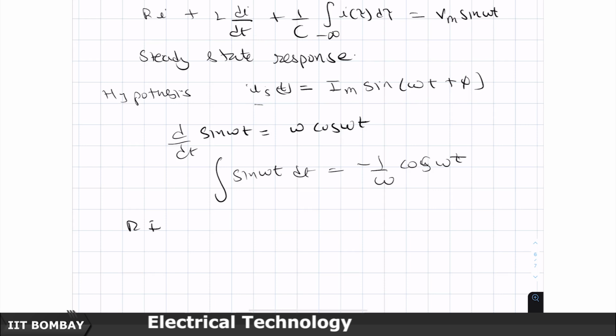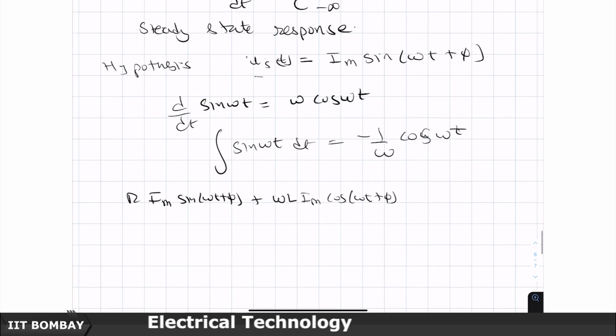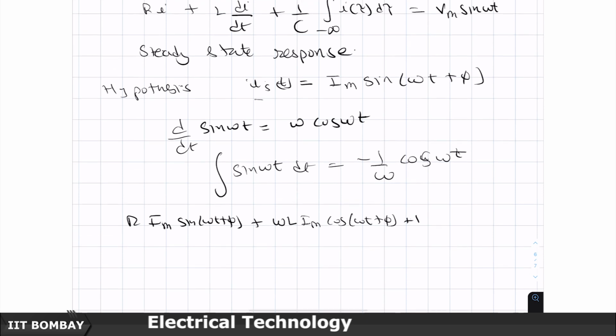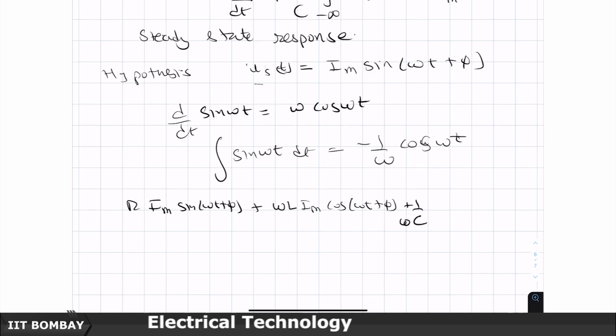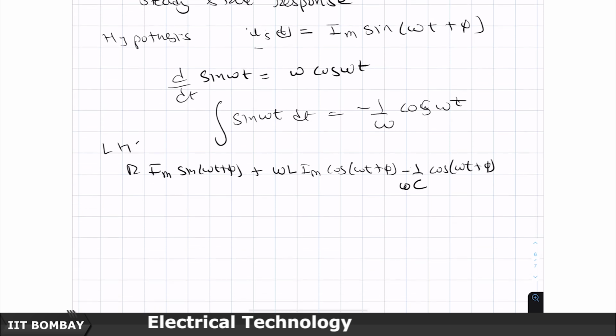So, the first term will become R Im sine of omega t plus phi, plus the second term will become omega L Im cos of omega t plus phi, plus the third term will become 1 by omega C, minus, Im cos of omega t plus phi. This is the LHS. RHS is fixed to Vm sine of omega t.